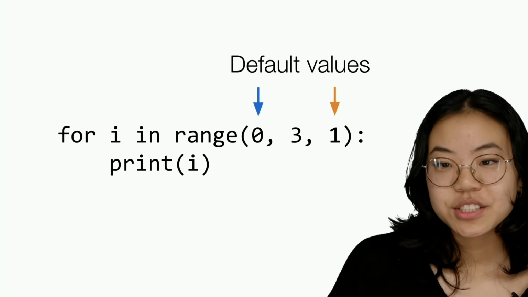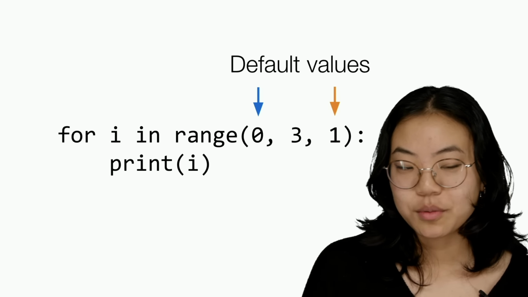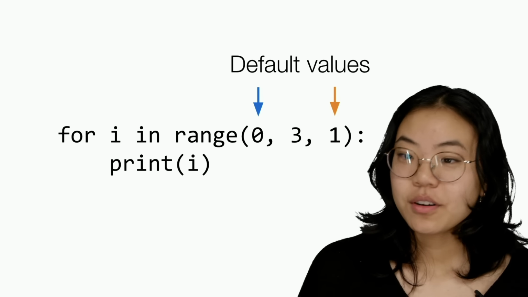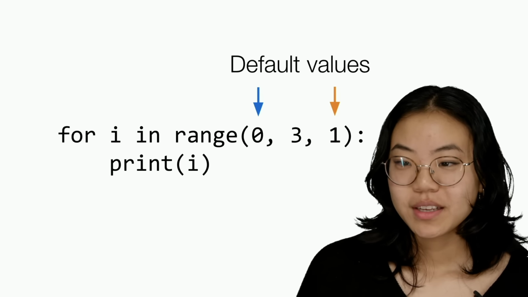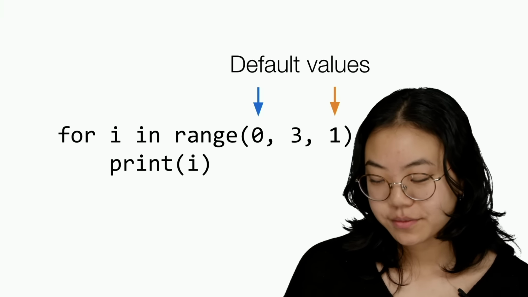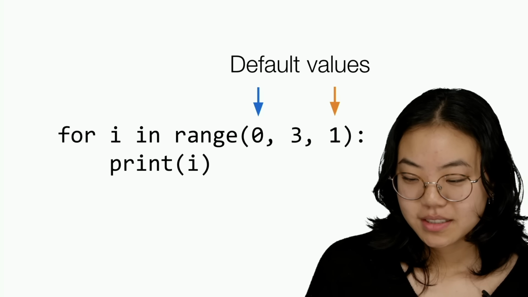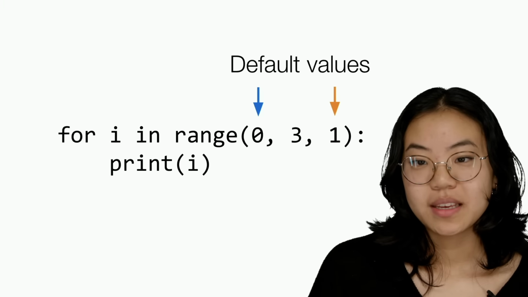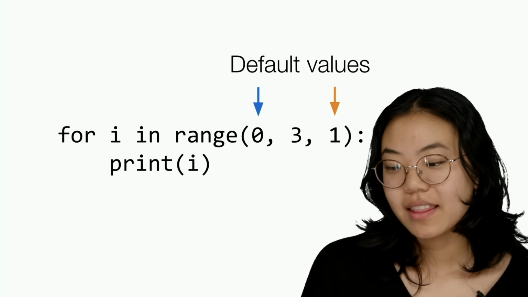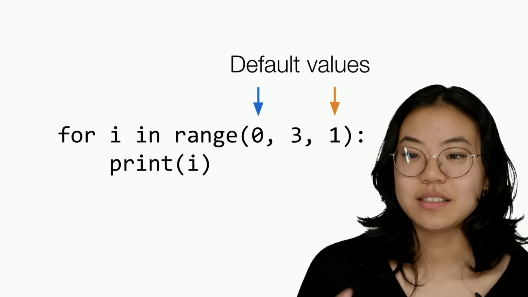So range actually can take in multiple parameters here. As we saw before, we just had that one parameter, and we were using the default values of range. So it's assumed, if you don't input all 3, or maybe you only input 2, that the first parameter is going to be the starting value, inclusive, so starting at 0. And then by default, the step, which is that third parameter, is 1.